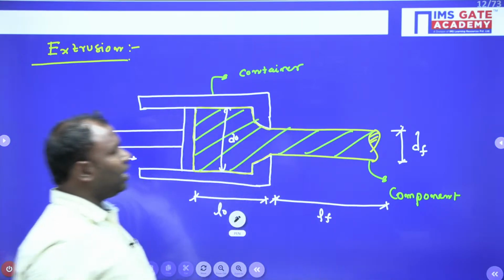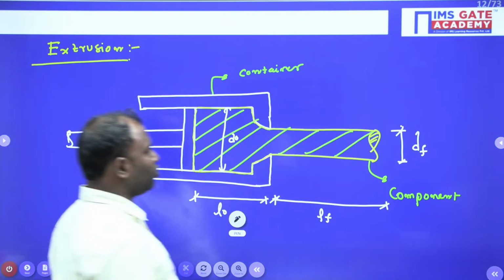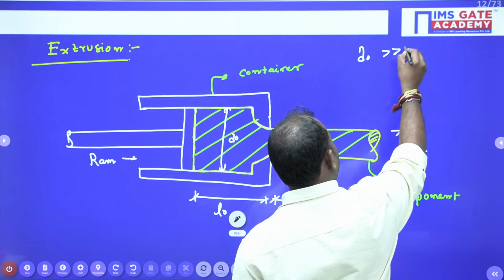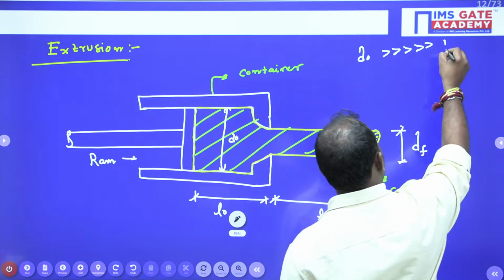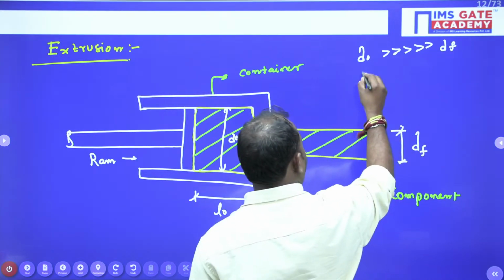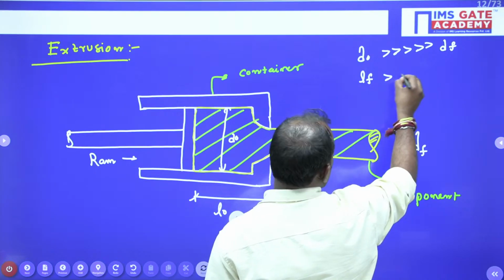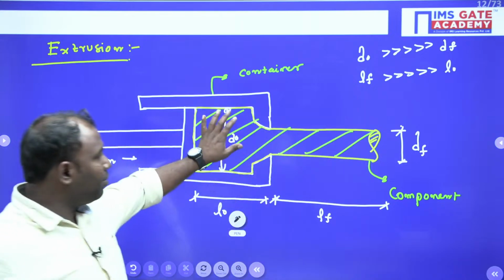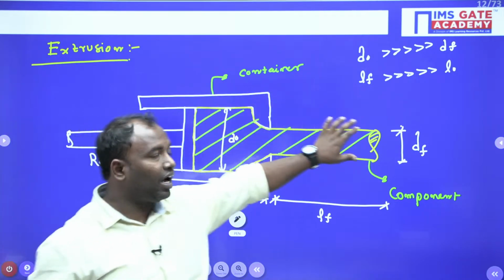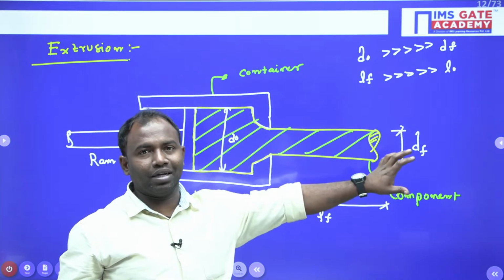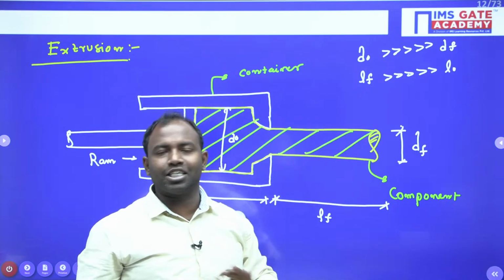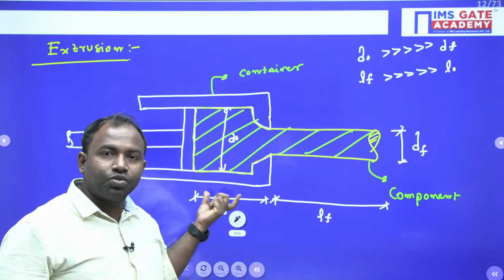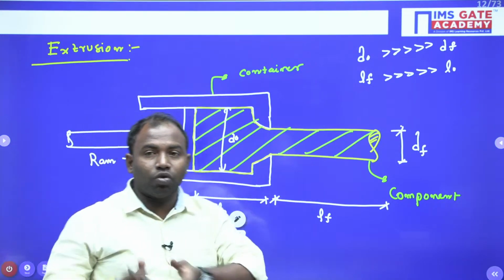Here, I would like to highlight one thing, guys. D0 is very much greater than DF. Now, here LF is very much greater than L0. That means the initial diameter is very high and the final diameter is very less. We cannot compare them. That much reduction takes place in the extrusion process. Similarly, the initial length of the workpiece is very small and the final length of the workpiece is very long.